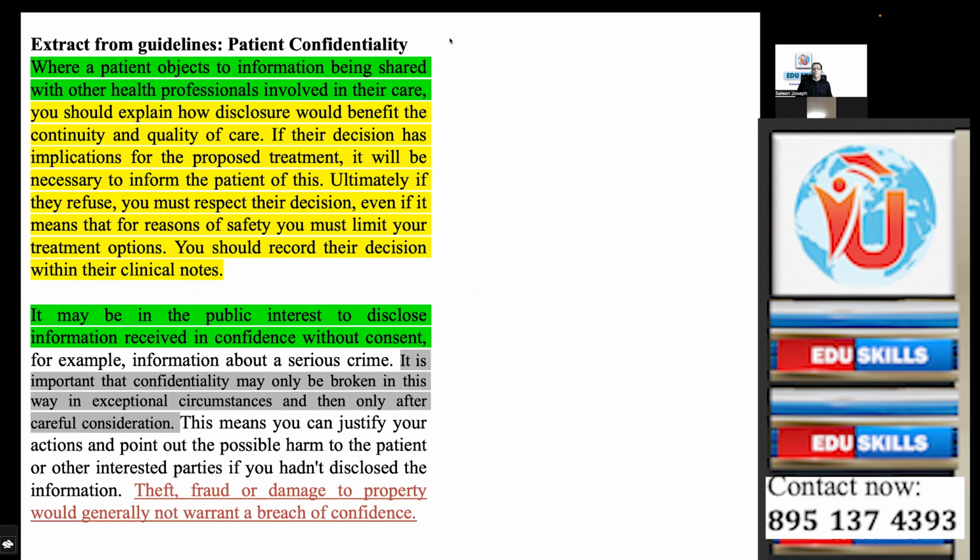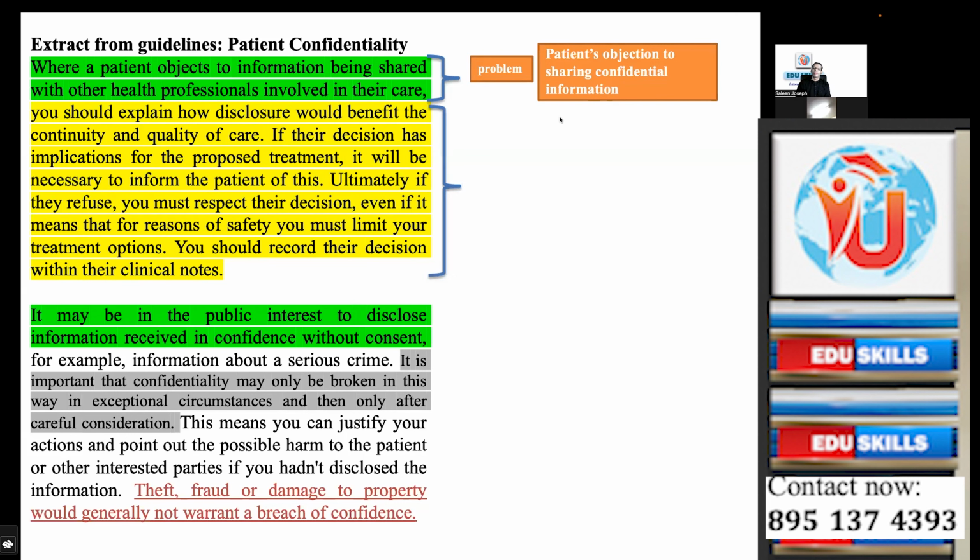Now I am just taking you one step further. See, if you want to understand this, the first part, the topic sentence, is a problem given. It means the patient doesn't consent to the information given being shared by the health professional with other professionals. That's the problem. So the patient's objection to sharing confidential information is the problem.